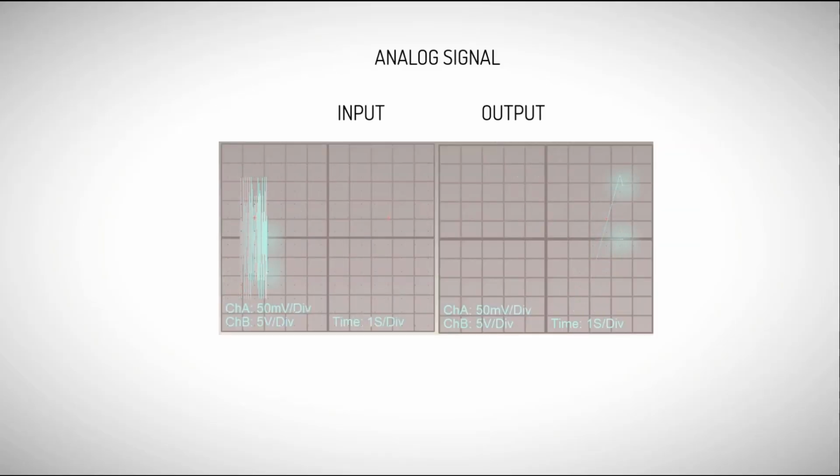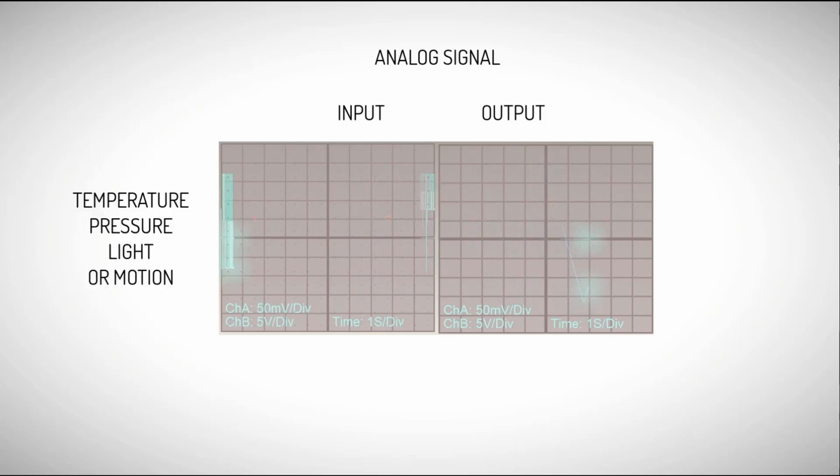Analog signals play a fundamental role in conveying real-world physical quantities, such as temperature, pressure, light, or motion, into electrical form. Unlike digital signals, which represent data as discrete binary states, zeros and ones, analog signals are continuous, meaning they vary smoothly over time and can take on an infinite range of values within a given range.